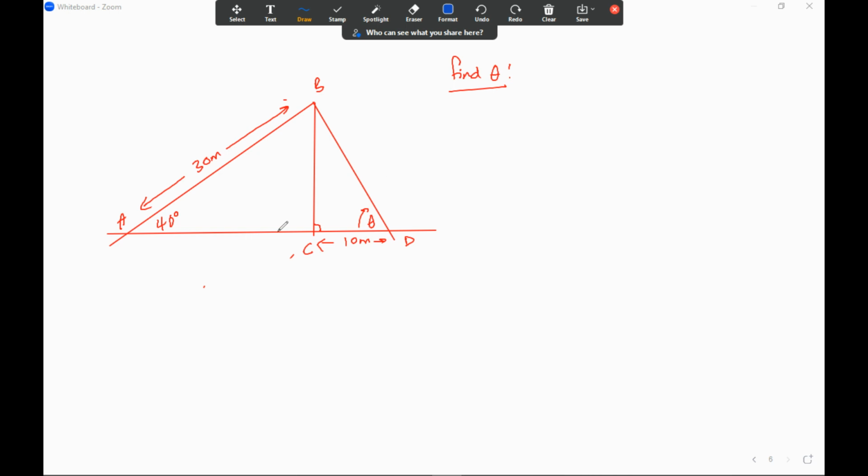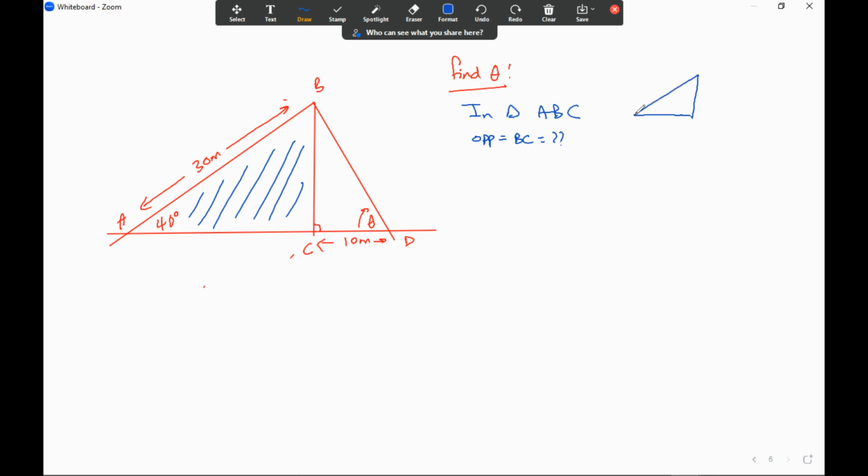Okay. So the first thing I'm going to do is look at this triangle over here. In triangle ABC, I can see that my opposite side is equal to BC, and that's what I want to find. Because if I can find this length, BC, I can use BC and CD to get theta. So in triangle ABC, I have this unknown side, I'm going to call it x. I've got 30 and I've got 40 degrees. So this is opposite and hypotenuse, so I'm going to use SOH. So sine of 40 will equal x over 30. Multiply both sides by 30 and you'll get 30 sine 40 equals x.